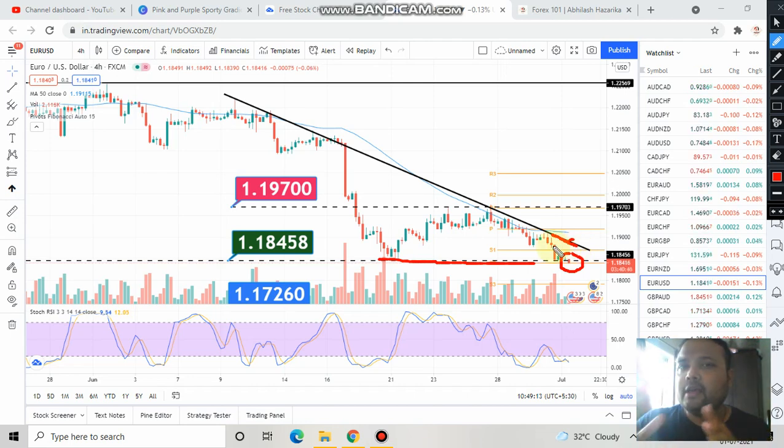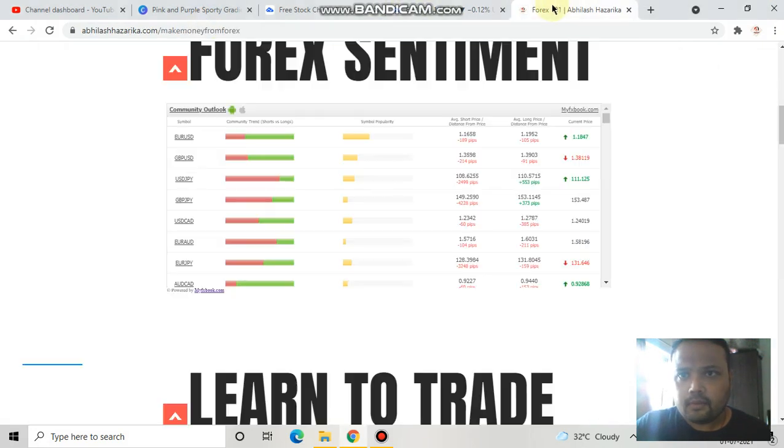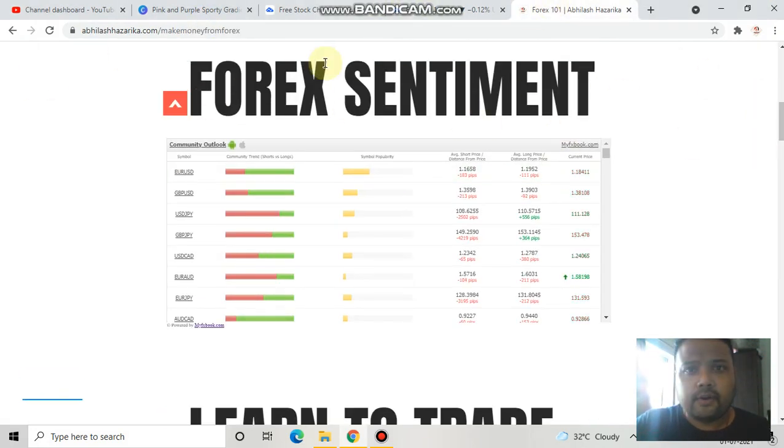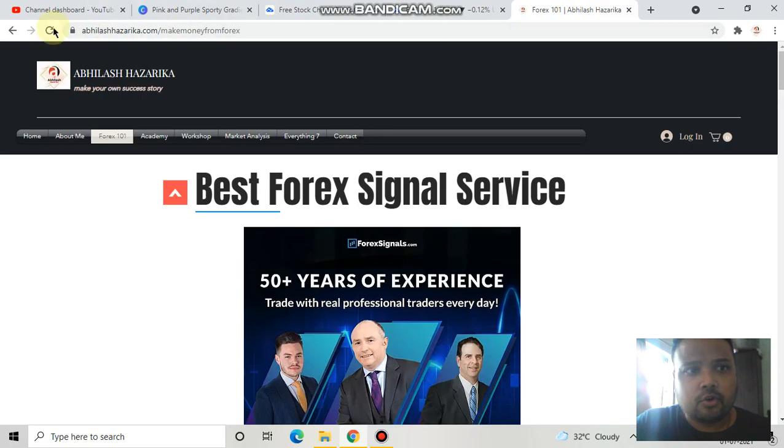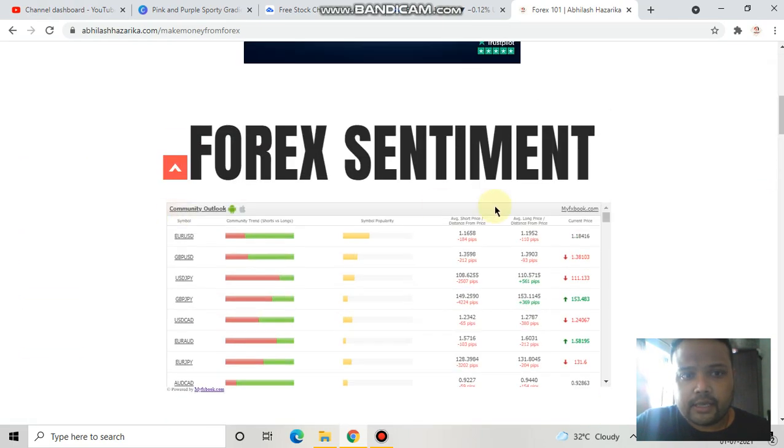And if you're looking for a trending market or a big move in the market, then the chart of Euro USD is not in favor. Because see, this is the Forex sentiment meter. You'll find this Forex sentiment meter in my website avilashajarika.com. Just go to my website, and under the Forex 101 section you will find this Forex sentiment meter.